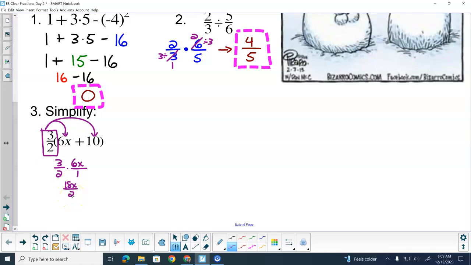We'll do this one a different way than what we did up there. So this one gets me 9x. Okay? Then we got to do 3 over 2 times 10 over 1, which would be 30 over 2, which is 15. So we get 9x plus 15.